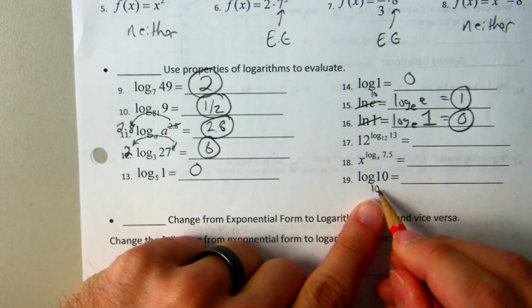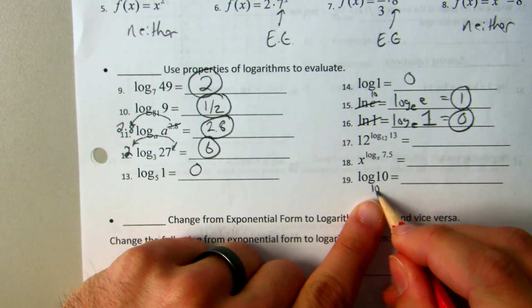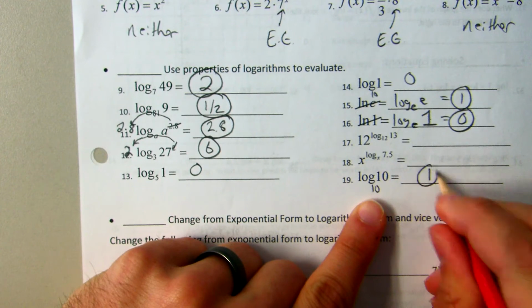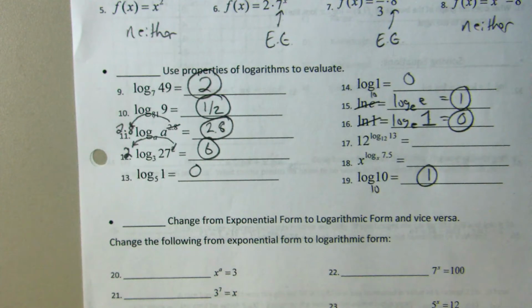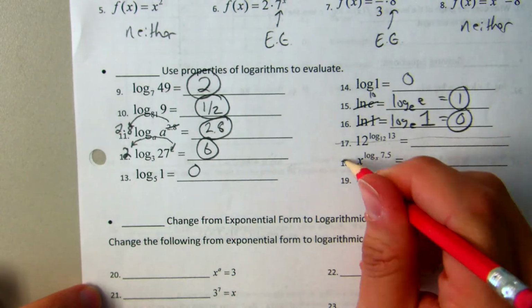I glanced over this a minute ago. I just wrote in this base, but if there's no base written there, it's understood to be base 10. So this one would be 1. Okay, so for this test, we will not be responsible for these two.